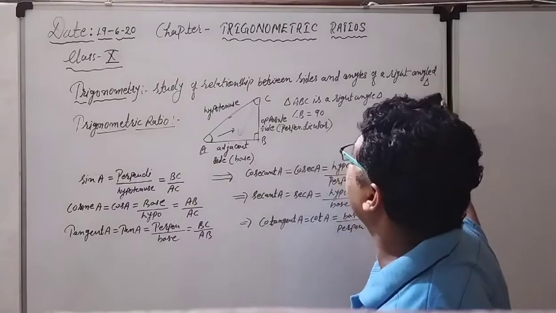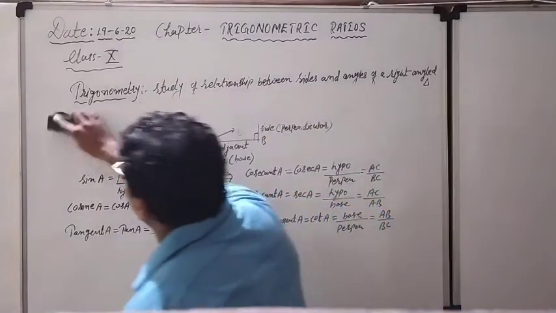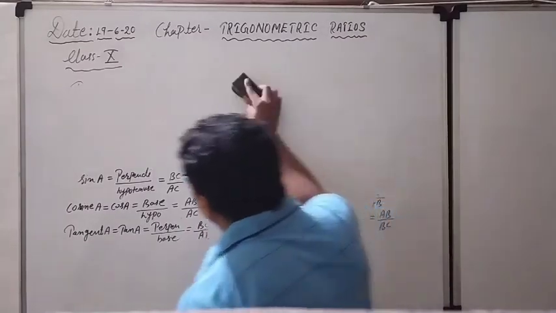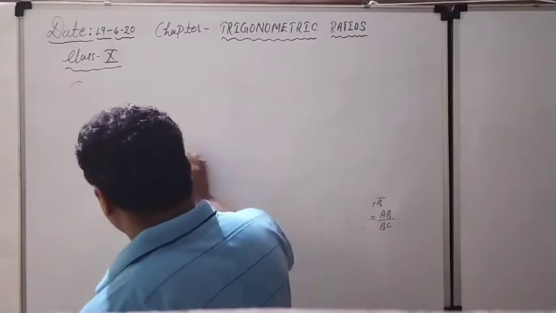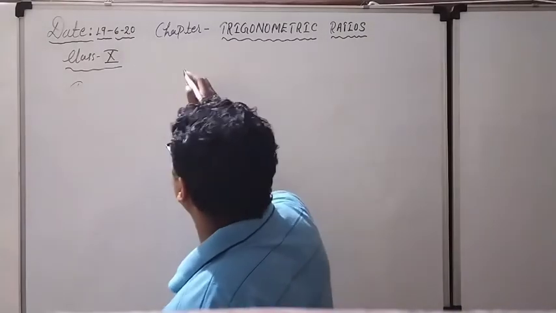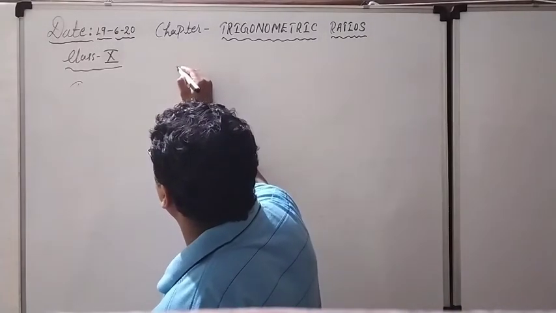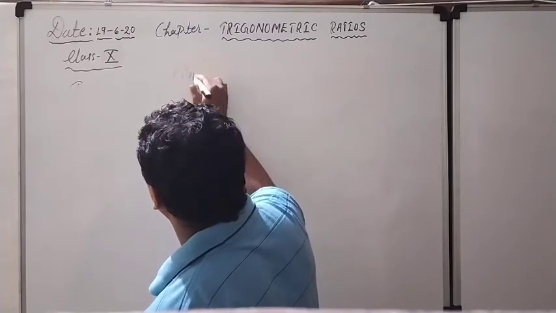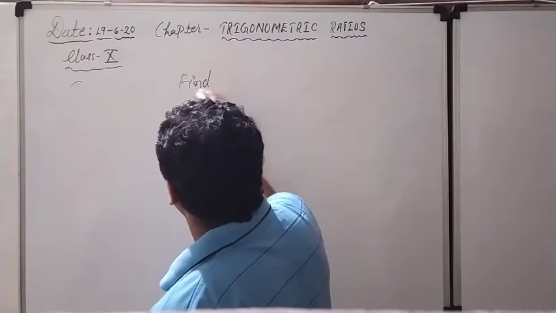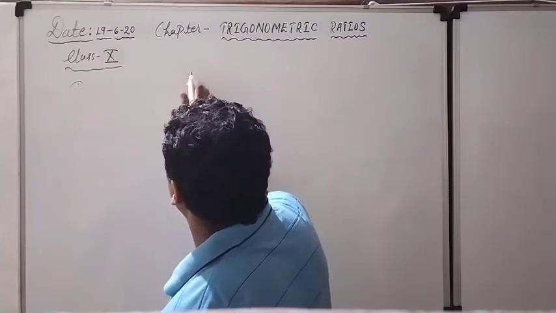Right now I have to tell you some more things, and that is the trigonometric ratios for some angles, right? 0 degree. Right now see, little fast, we have to find the trigonometric ratios, okay?